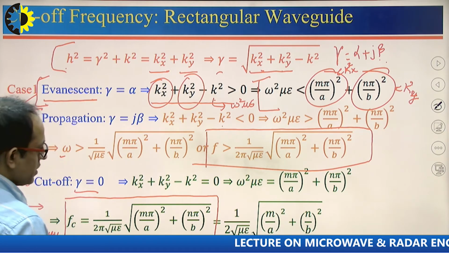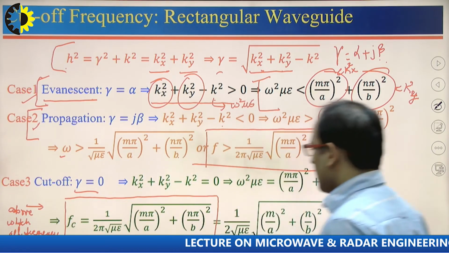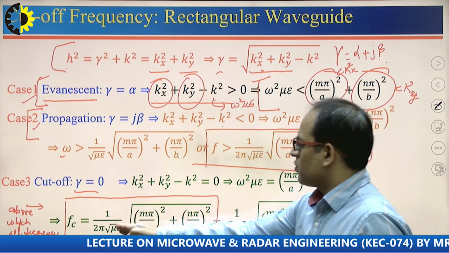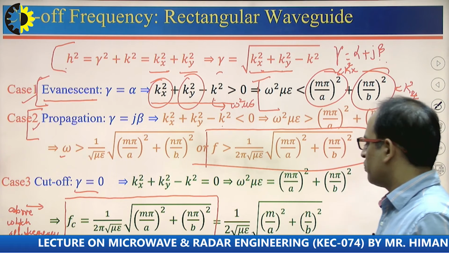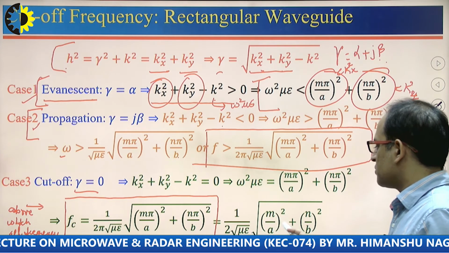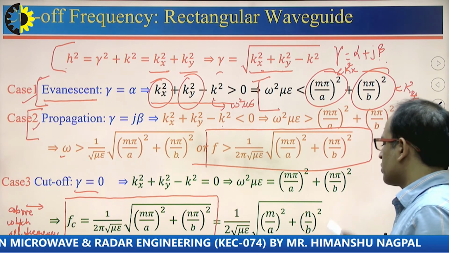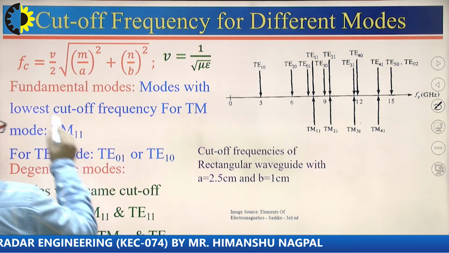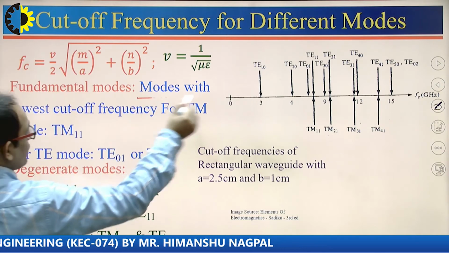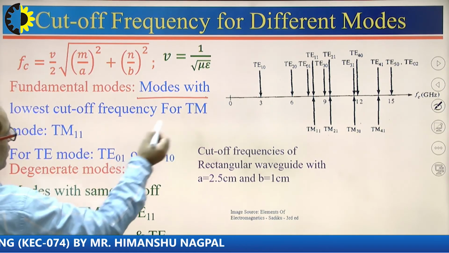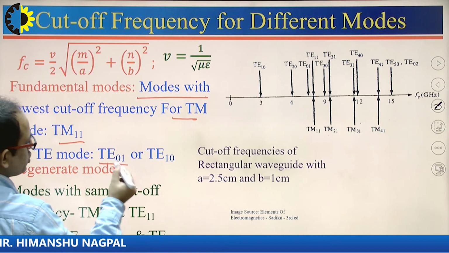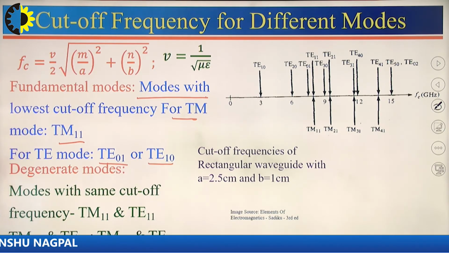Now, on solving this equation, you will also take pi square common. You will see that it is 1 upon 2 pi under root of mu epsilon, m square by a square plus n square by b square. Clear? So, what is the fundamental mode? The fundamental mode is the mode with the lowest cutoff frequency. For the TM mode, it is TM11, and for the TE mode, it is TE01 or TE10.